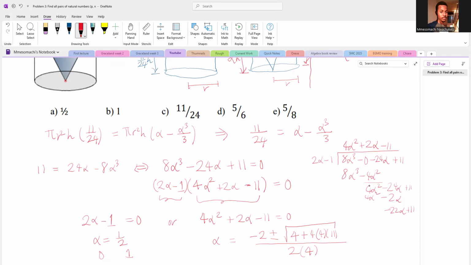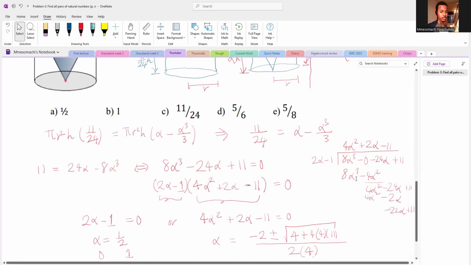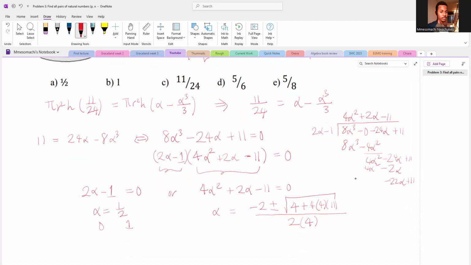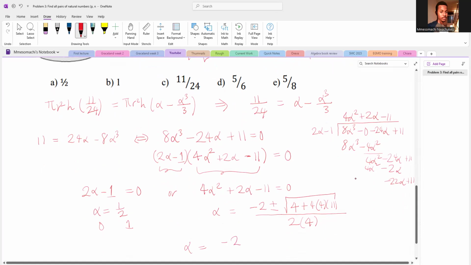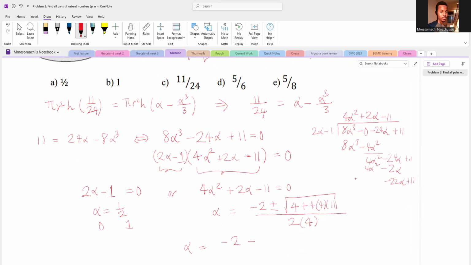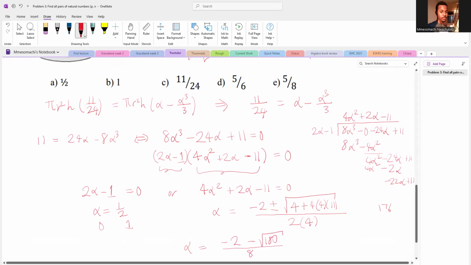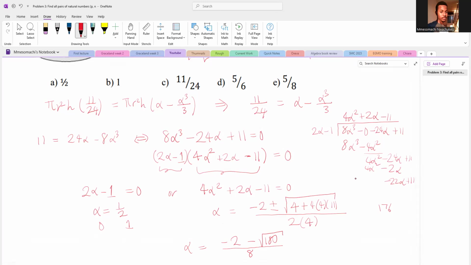Okay, so first of all, we can eliminate the negative roots. What I mean by the negative root is if alpha equals minus 2 minus the square root of, 4 times 4 is 16, times 11 is 176, plus 4, that is 180. So what's that over 8? This can be eliminated immediately. Why can it be eliminated immediately? Because it's less than 0. Okay, so this is a contradiction.